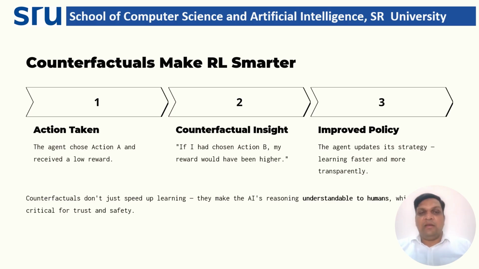Counterfactuals make RL smarter. Action taken: the agent chooses action A and receives a low reward. Counterfactual insight: if I had chosen action B, my reward would have been higher. Improved policies: the agent updates its strategies, learning faster and more transparently. Counterfactuals don't just speed up learning, they make AI reasoning understandable to humans.